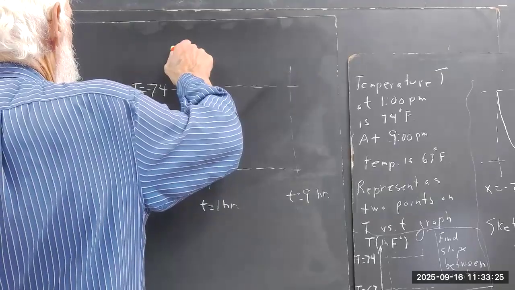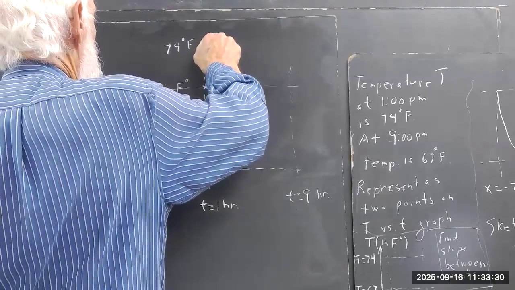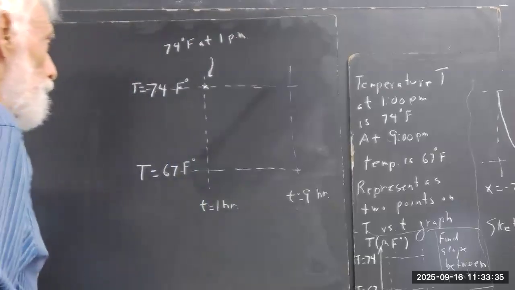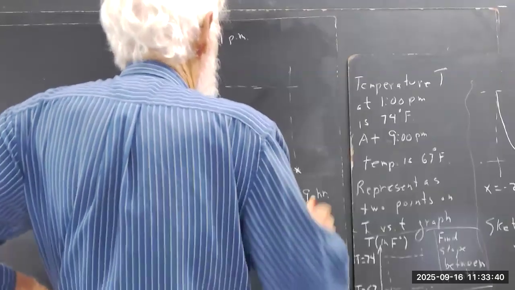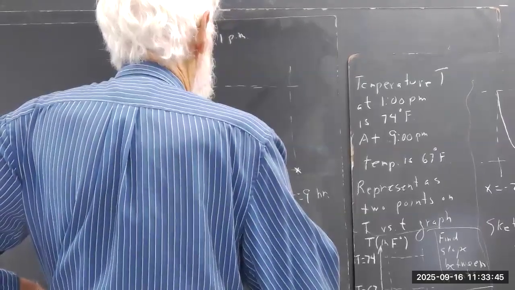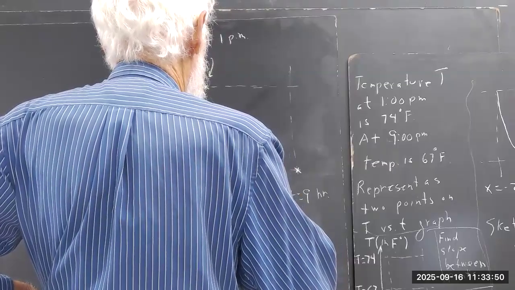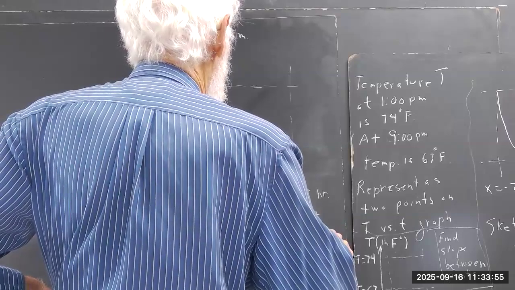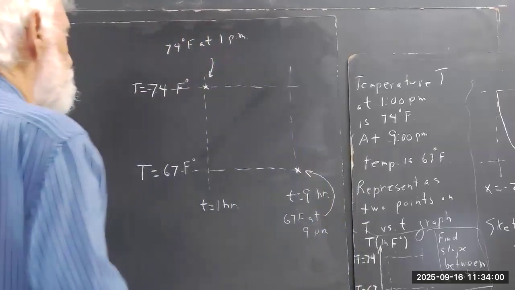This is the point that says 74 degrees Fahrenheit at 1 p.m. This point says 67 degrees. I don't have a good place to label that because I want to label some stuff over here. That's what this point tells you.